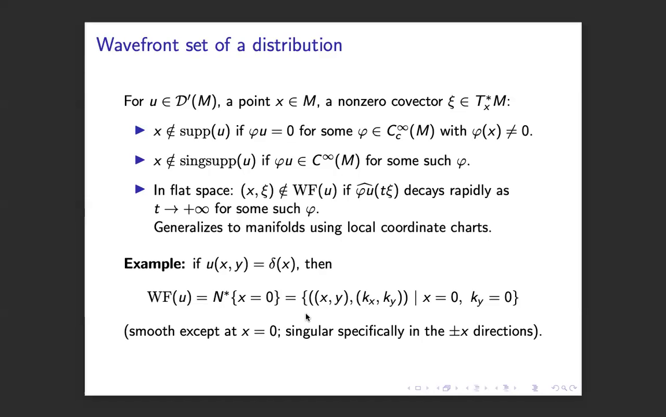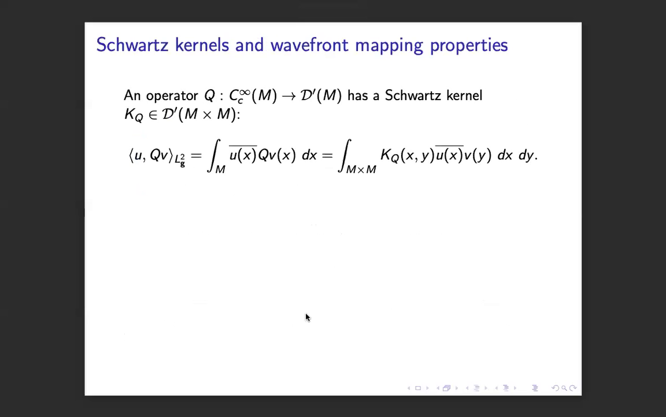Okay. Yeah, but kind of the general idea is that for a distribution, you can track not only where it's singular, but also in what direction it's singular. And so now, when we look at operators, say an operator that's mapping test functions to distributions, it can be represented with an integral kernel, kind of formally like this. Any linear operator from the function to distributions can be represented by this type of integral.